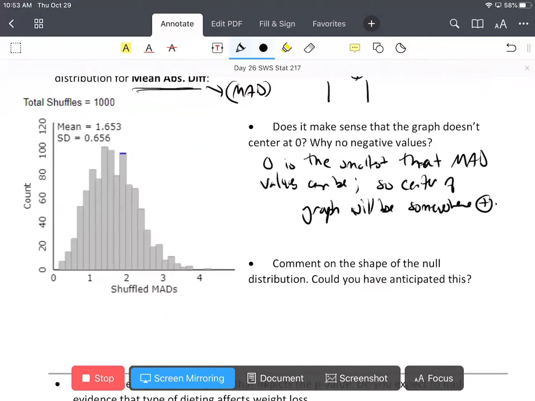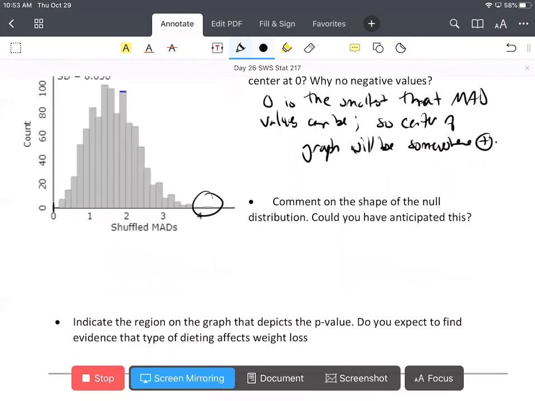All right, could we anticipate the shape? Once again, yeah, it's skewed to the right a bit. We see some values out there. The mean in this case is 1.653. So there's no limit. It's really how large the differences could be, but there is a limit to how small, because the absolute smallest they can be, because the absolute value that we're adding together is 0. So I would expect it to be skewed right, because there's no limit on how large it can be.